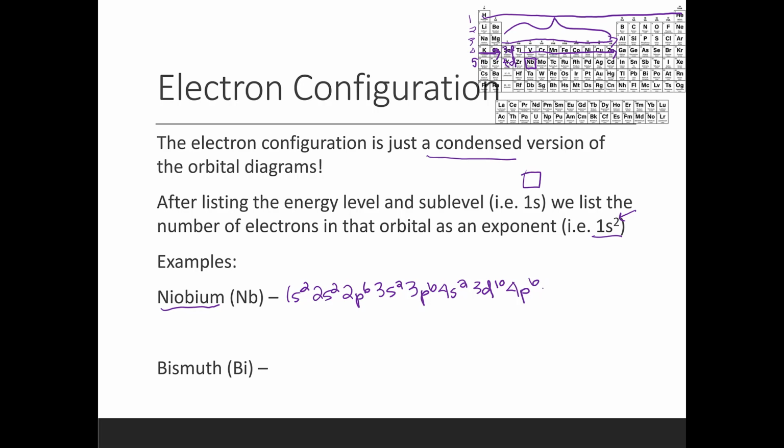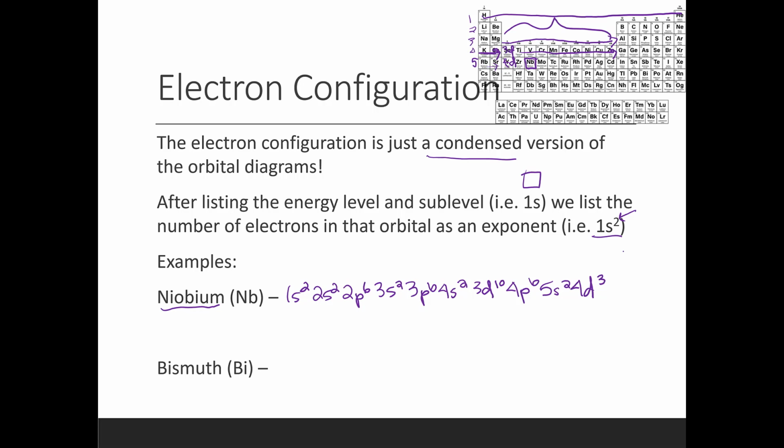Now we're in the 5s2, we're filling up that 5th energy level, and then niobium is the 1, 2, 3rd element in the 4d sublevel. So we write 4d3. And that's how you write the electron configuration. I'm going to do it again for bismuth. I am not going to talk all the way through it because it's very long and I will get tired.